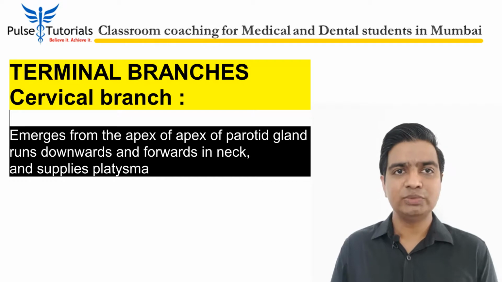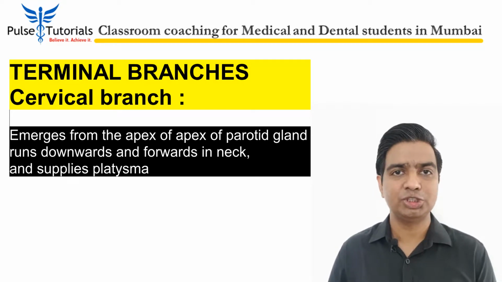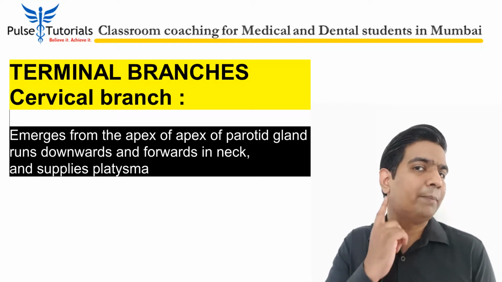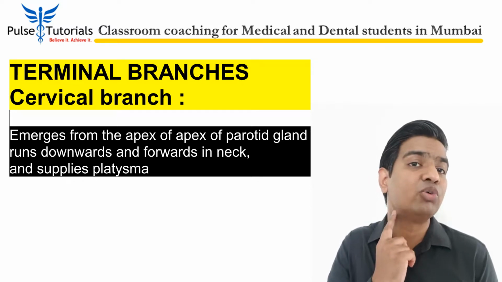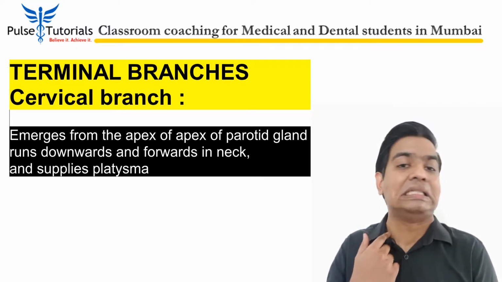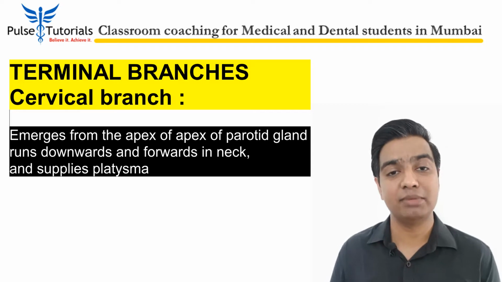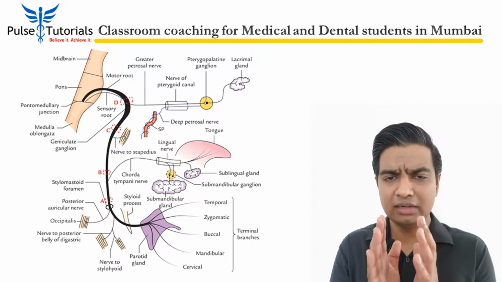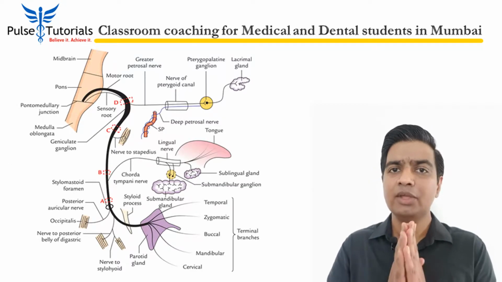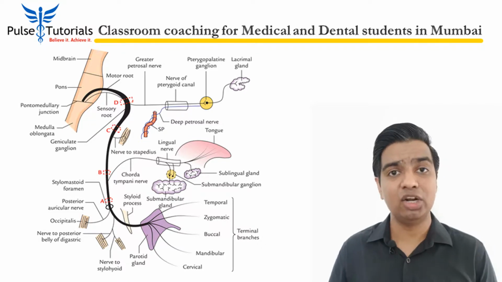And the last branch we are describing is the cervical branch. This emerges from the apex of the parotid gland, and it runs downwards and forward and supplies the muscle called the platysma. Now, if you know this much about the facial nerve, you already are way ahead of many of the people.